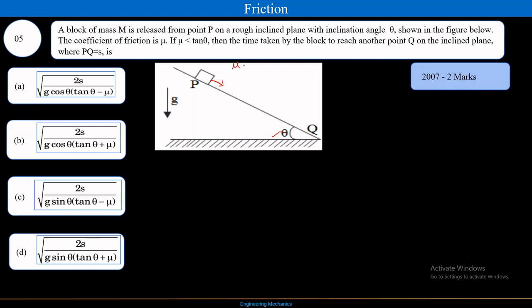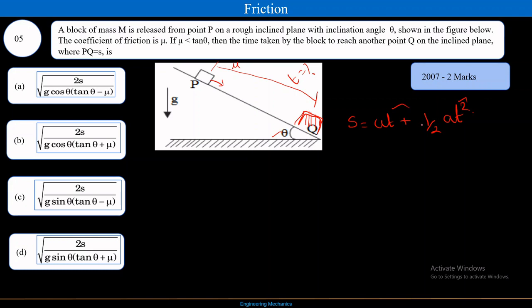Then what is the time taken by the block to reach another point Q? What is the time T, which is equal to what? The distance between P and Q is S, which is given. As we have studied in Newton's laws, we know S is equal to ut plus half at square. Now we need to find T, the time.